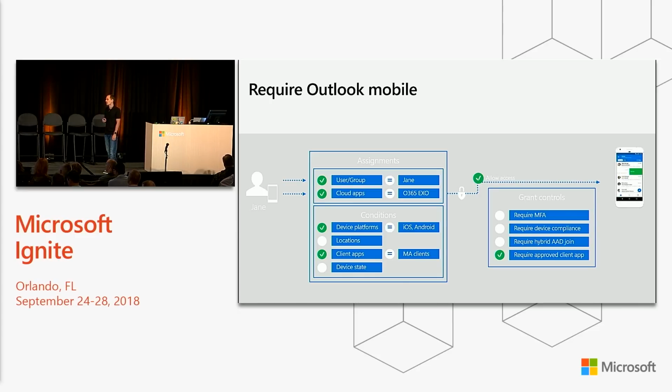But if Jane decides to try and use iOS 11 Mail or iOS 12 Mail, which is a modern authentication-capable client, Jane will be blocked access. And she'll be guided to install an approved client app by Azure Active Directory. And that's a key thing you'll see throughout the rest of this presentation, is we've done a lot of work to guide the user to the correct path, because we want to ensure they do it the right way without impeding what they're attempting to do.